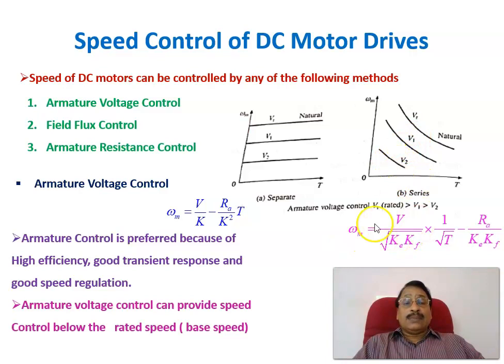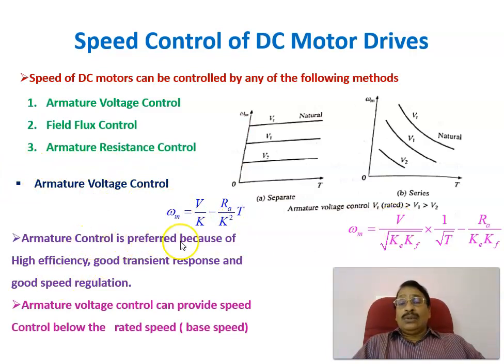Therefore, that relation corresponding to omega m and T equal to V by root of Ke into Kf into 1 by root of T minus Ra by Ke into Kf. This is the relation corresponding to the series motor, and this is the relation corresponding to the shunt motor. For the armature voltage control, you are changing the voltage V.